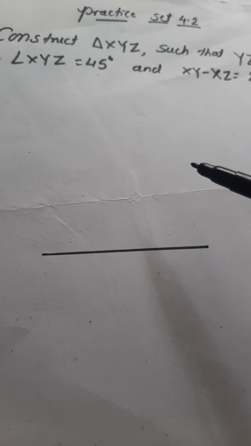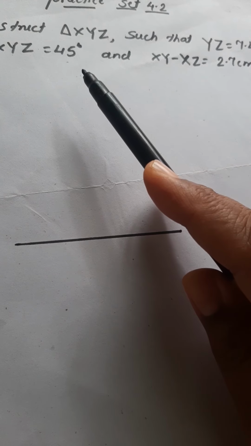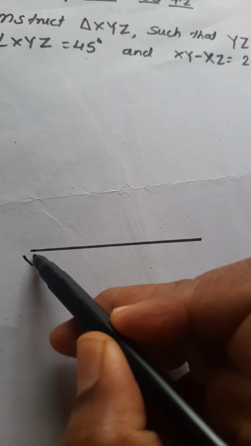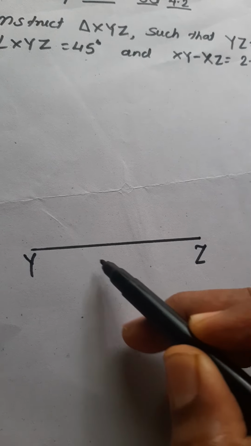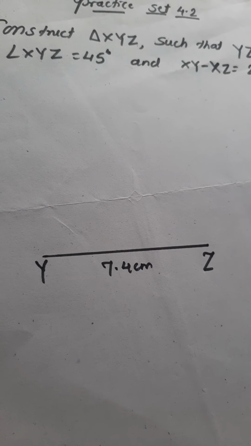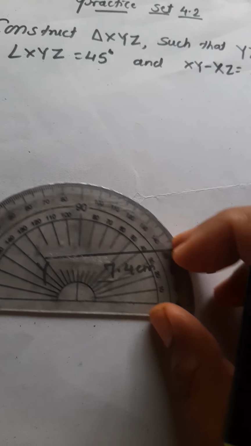Now what is given here: YZ is 7.4 centimeter, angle Y is equal to 45 degree, XY minus XZ is equal to 2.7 centimeter. Now I have drawn here this YZ, 7.4 centimeter as given. Now what we have to draw is angle Y equal to 45 degree.